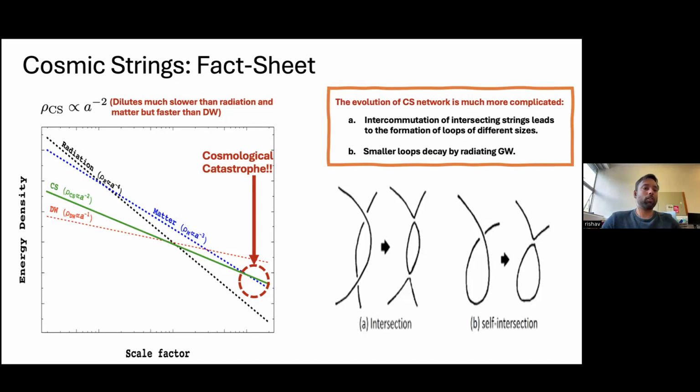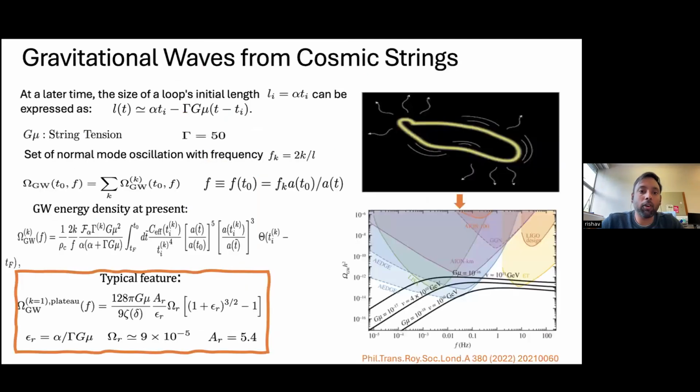But evolution of cosmic string is not that simple. It's much more complicated because what happens with strings is that they intersect among themselves, they intercommute among themselves, and they form loops of different sizes. And mostly, the smaller loops decay by radiating gravitational waves. So what is the feature of the gravitational wave spectrum when it is generated from cosmic string?